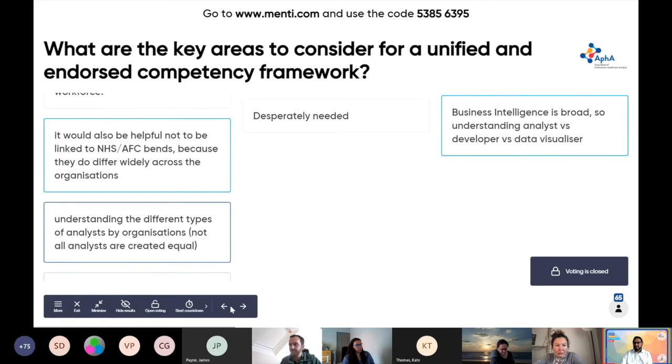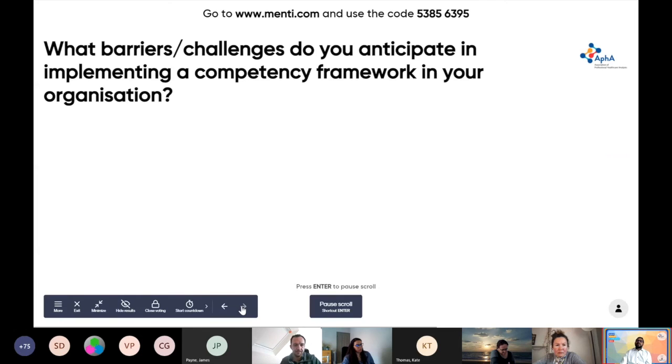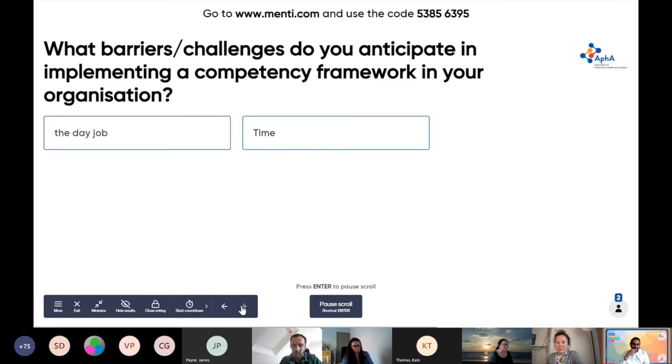Brilliant, thank you. Okay, so the next question. Sarah and I were talking about it a couple of days ago. This will really help us to understand what problem we are trying to solve. So what challenges do you anticipate in implementing such a competency framework from your work perspective or in your organization, if there are any?